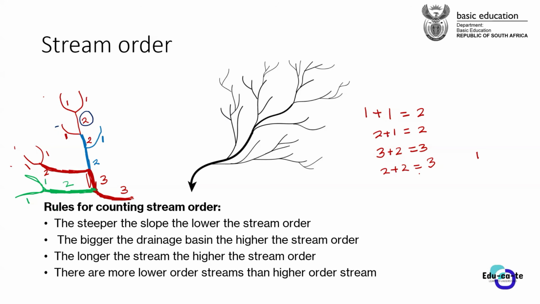When you're adding the green one, its stream order is 2. It is less than stream order 3. So stream order 3 will still be dominant. It will continue as stream order 3.